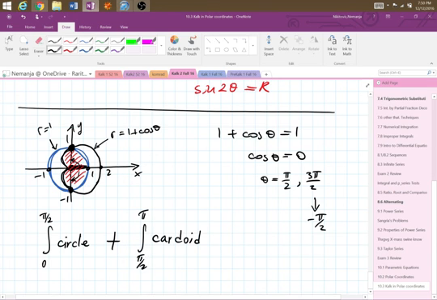It's like pseudocode. In other words, the word circle is representing a function of some sort, as is the word cardioid, representing a function of some sort. Yes, sort of.